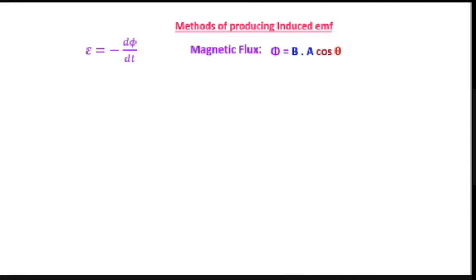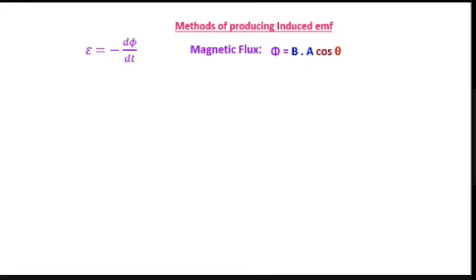Changing magnetic field. Okay, first one. If the magnetic field changes with time, then obviously flux also changes. Okay, next one. Angle, theta. And then what is A? Area. So there are three methods.